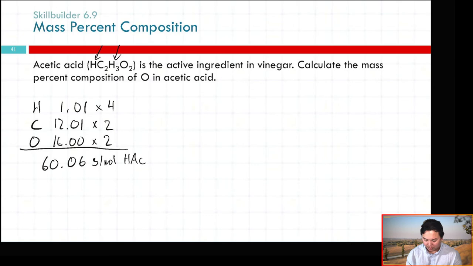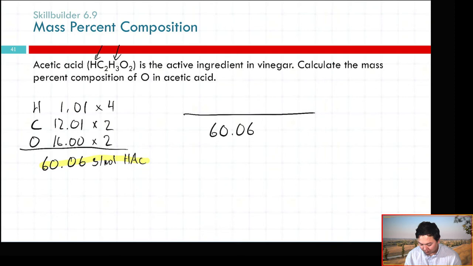Okay, so here we go. We want to calculate the mass of 1 mole of acetic acid, right? If we multiply this number by 1 mole, it's just going to be the molecular weight. So it's 60.06 grams of acetic acid. And then we know we have 2 oxygens per acetic acid. So our molecular weight of those 2 oxygens is going to be 32, right? Because 16.00 times 2 equals 32 grams per mole oxygen.